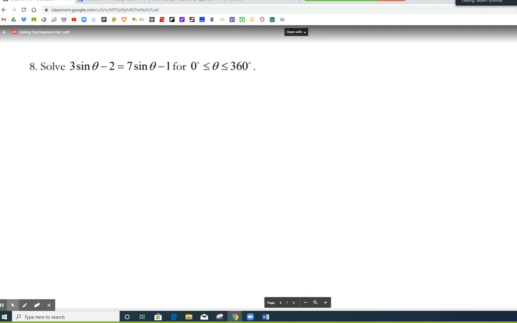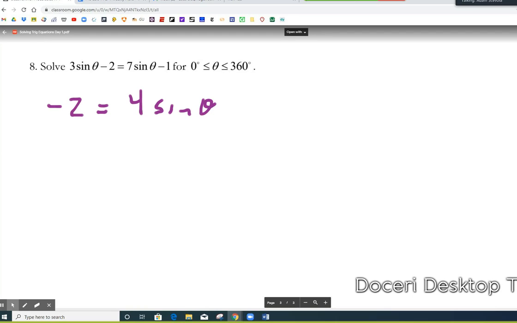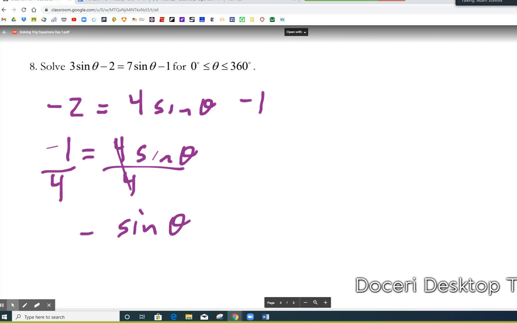It's the last one. So we're going to get sine alone. I'm going to first subtract 3 sine of theta on both sides. So I get -2 is equal to 4 sine of theta minus 1. Then I can add 1 to both sides. I get -1 is equal to 4 sine of theta. And I can divide by 4. And I get the sine of theta is equal to -1/4. So we subtracted 3 sine of theta, added 1, divided by 4.